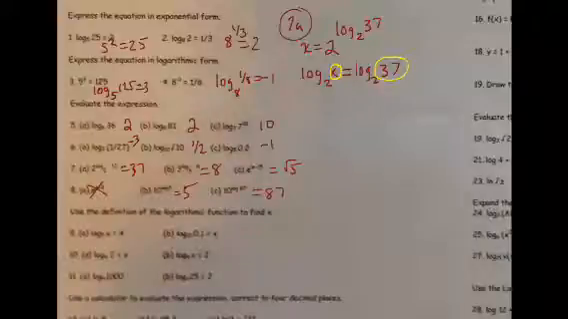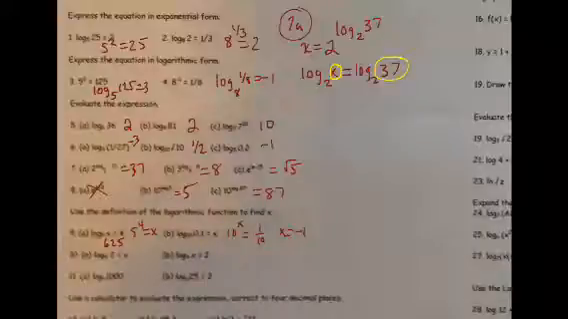For number 9, I know the screen is blurry, so number 9 is log base 5 of x equals 4. So you want to solve for x, so you write it in exponential form: 5 to the 4th is x, so the answer would be 625. The next one is 10 to the x equals 1/10. That's 0.1. So that means that x equals -1.